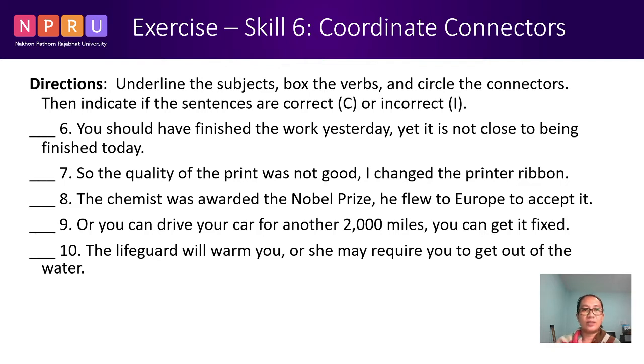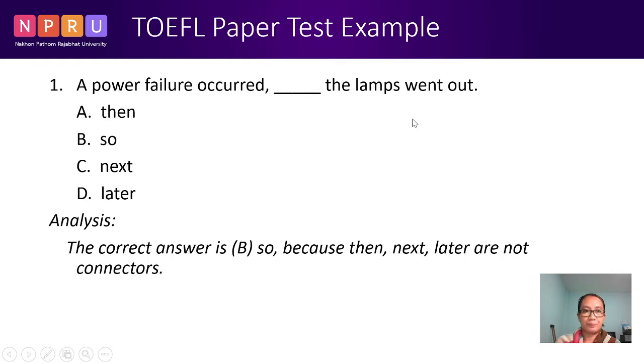So you have to do this in your worksheets. Okay, you have to use A4 worksheets to answer this homework. So again, you have to underline the subjects, box the verbs, and circle the connectors, then indicate if the sentences are correct or incorrect. So that is skill number 6. And also, in TOEFL paper test example, let's discuss this.